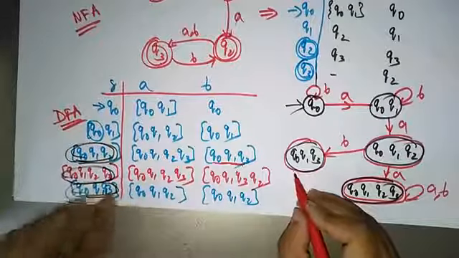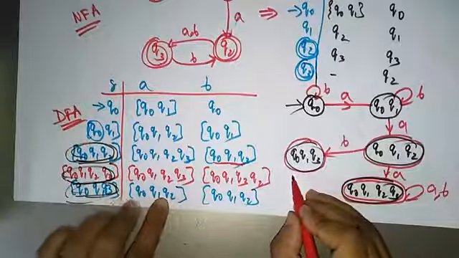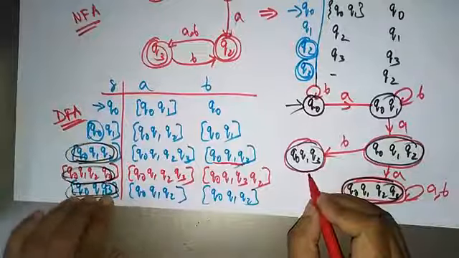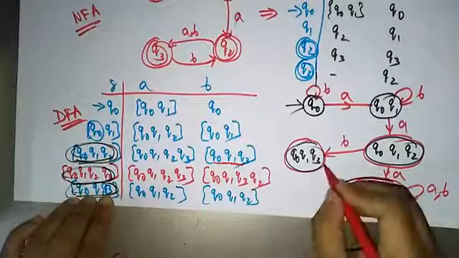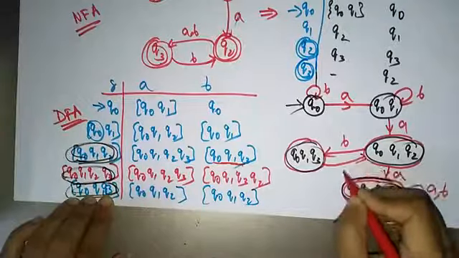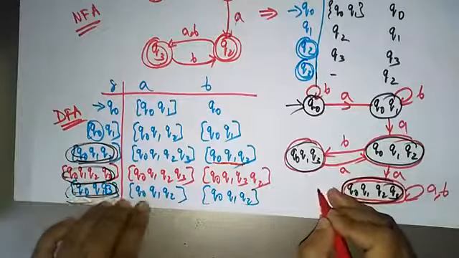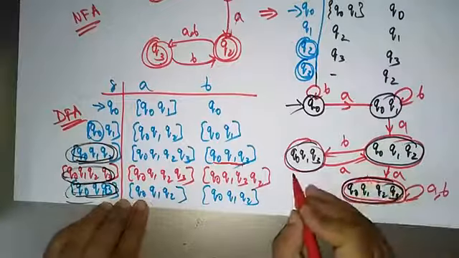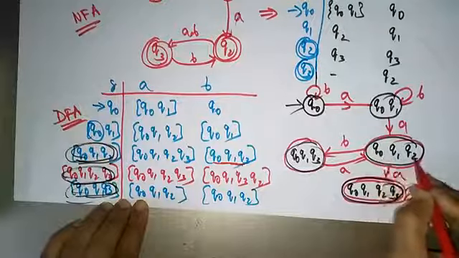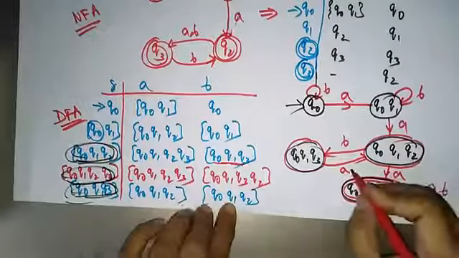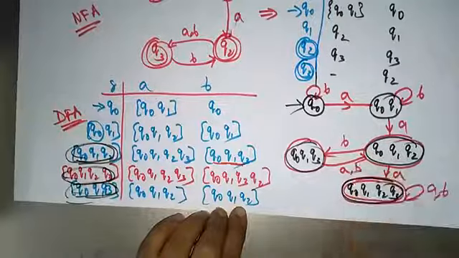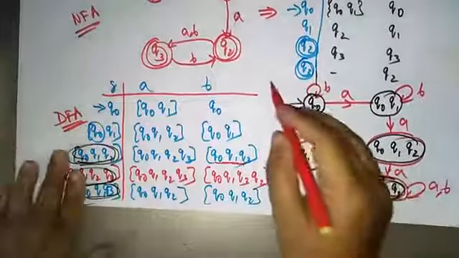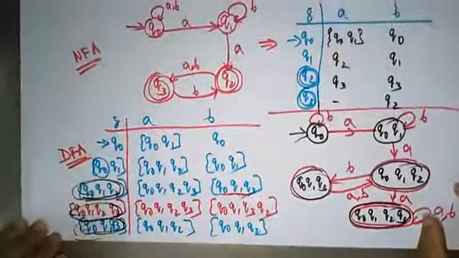Now Q0, Q1, Q3. On A it is going to Q0, Q1, Q2. On B also it is going to Q0, Q1, Q2. Take it as AB. Okay. So this is the state transition diagram for the DFA.